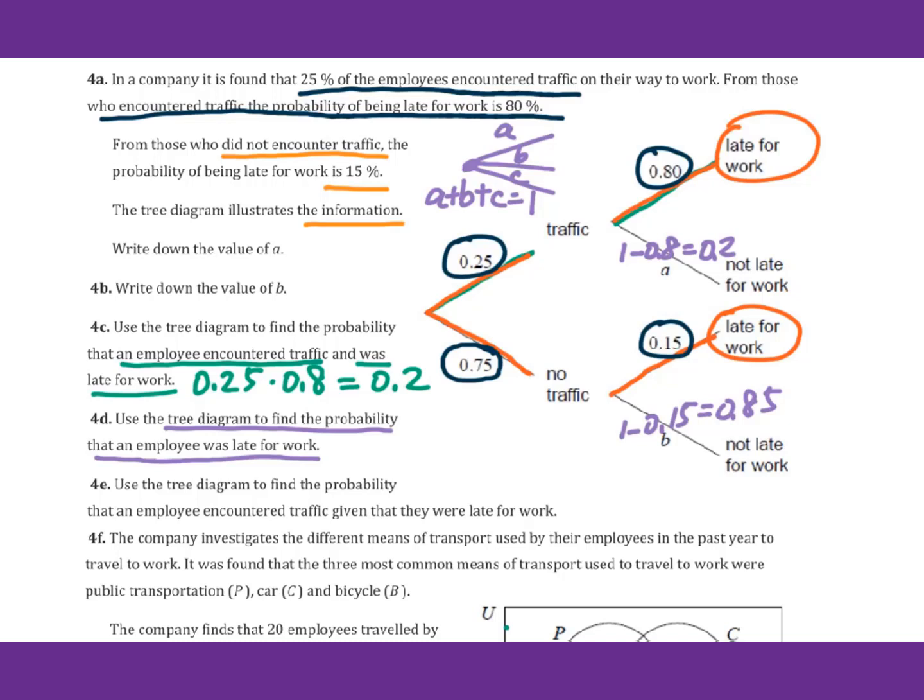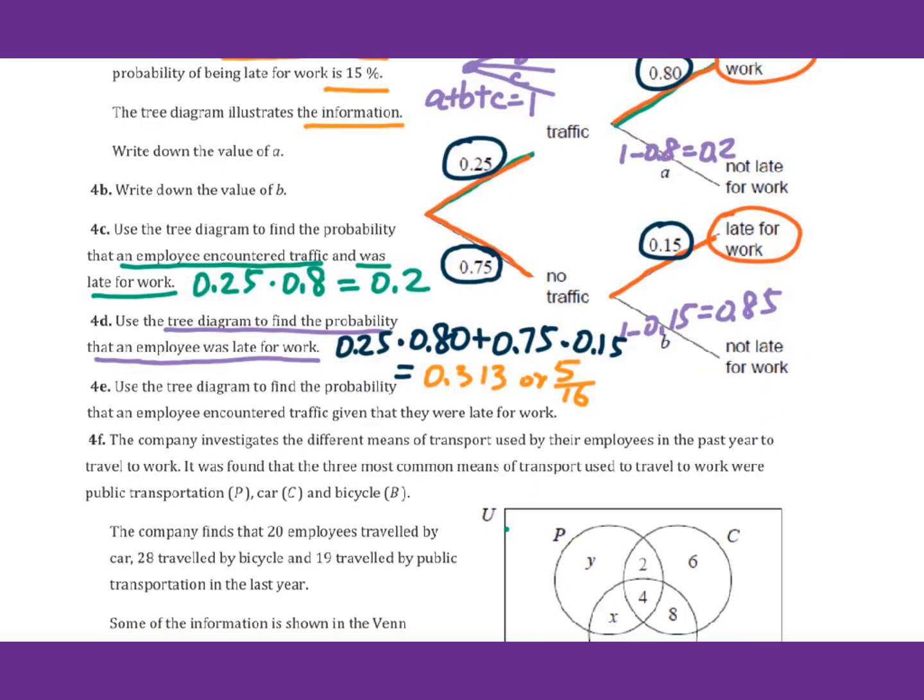So we do 0.25 times 0.80 plus 0.75 times 0.15. We put it into the calculator, your answer will be 0.313, or you can do 5/16. Remember, when you write down your answer, it's 3 significant figures.